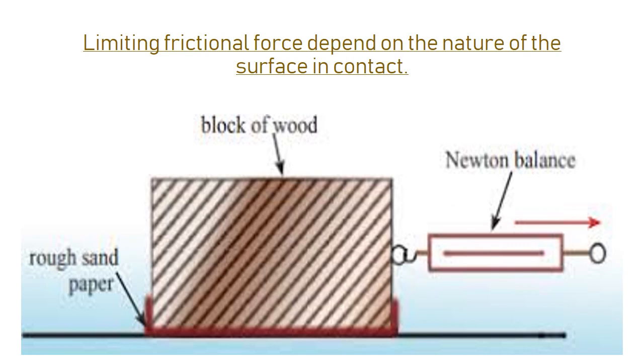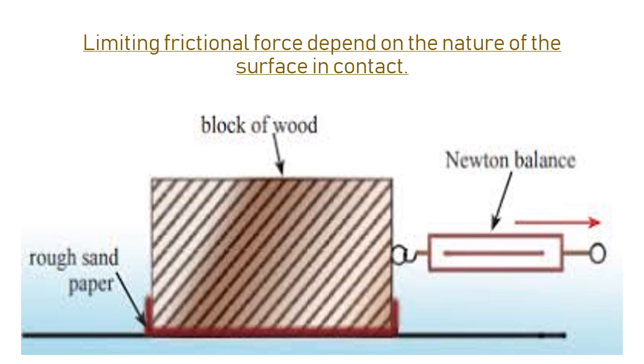Attach a Newton balance to the block, and pull the Newton balance with a very small horizontal force at first and then increase the force gradually. Repeat the above procedure using several sandpapers of increasing roughness and record the limiting frictional force each time.